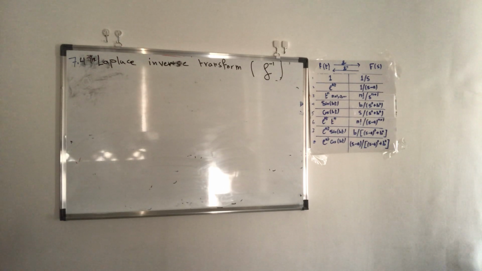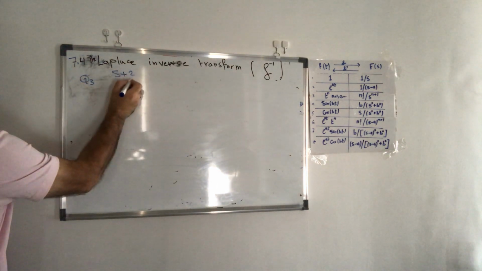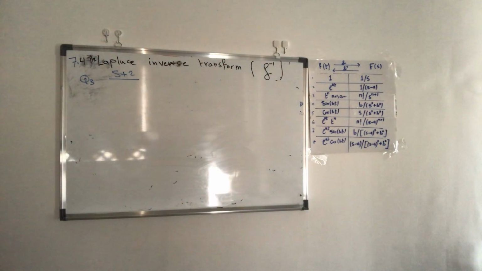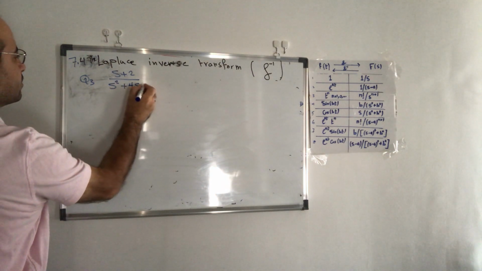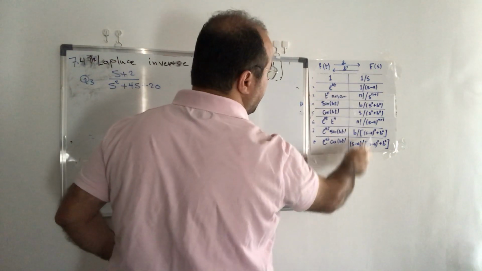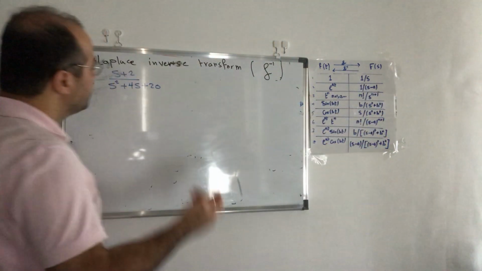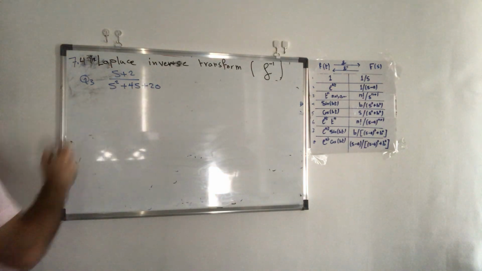So let me go with question number 3, which is s plus 2 over s squared plus 4s plus 20. Now I'm going to tell you the story. If you have a fraction, always you're going to have a fraction. If you have something simple, then you are done. If you don't have something simple, then you need to play with your denominator.